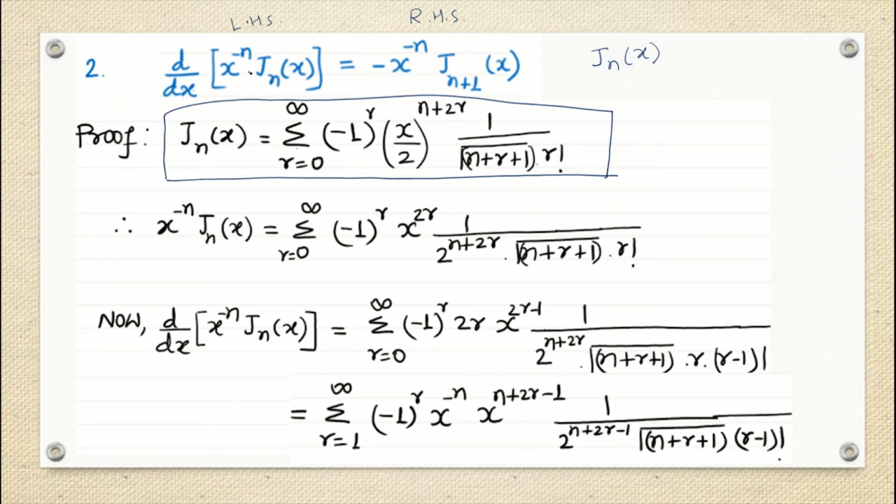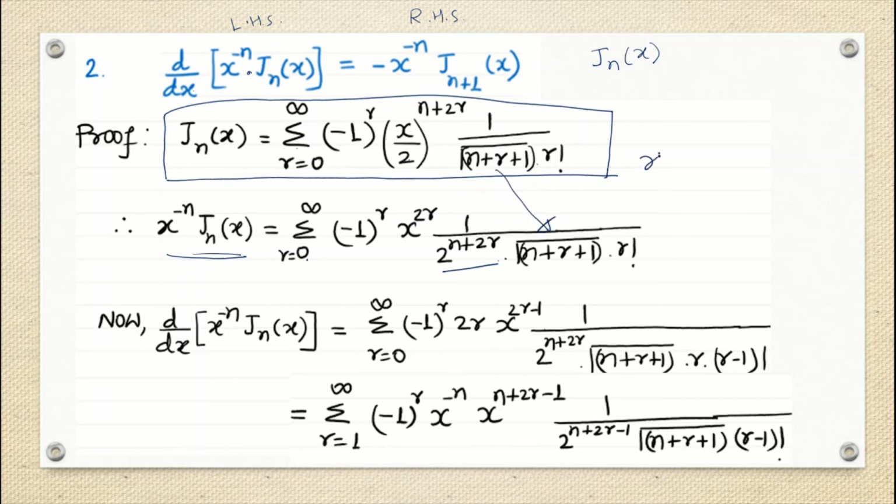Now what I have to do is go with what they are asking, in that form only. I need to multiply it with x raised to minus n. That means only the power of x will get changed, everything else will be the same. So sigma r from 0 to infinity, minus 1 to the power r, even the denominator 2 to the power n plus 2r, everything is the same.